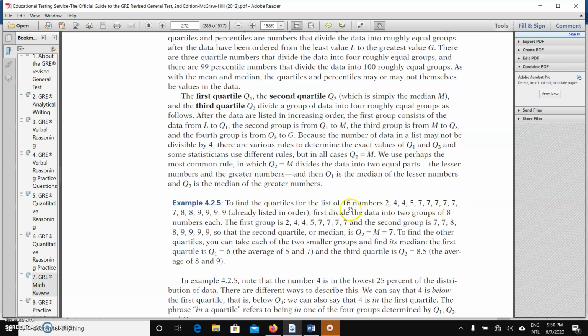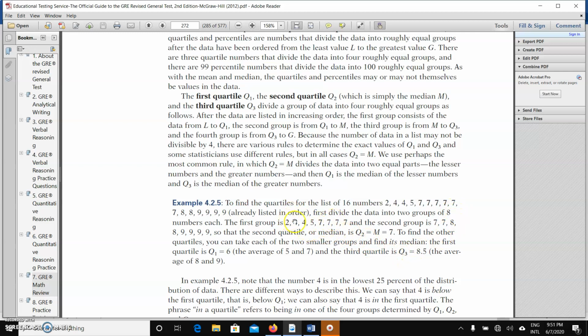However, if the data here is 15 numbers, it will be obvious that on the 8th position of the data, you're going to have 7. That will also be correct. But in this case, 8 and 9 were added together and divided. The average of that was gotten.